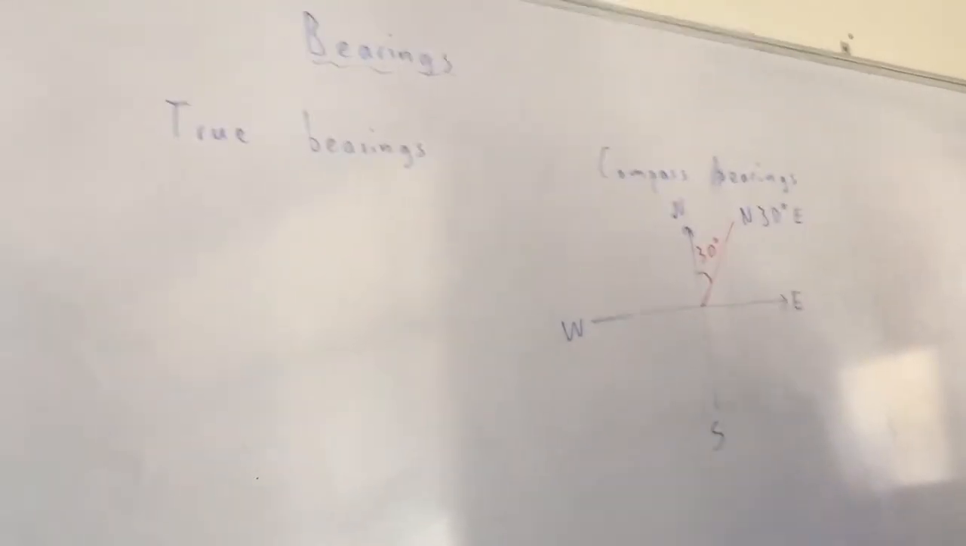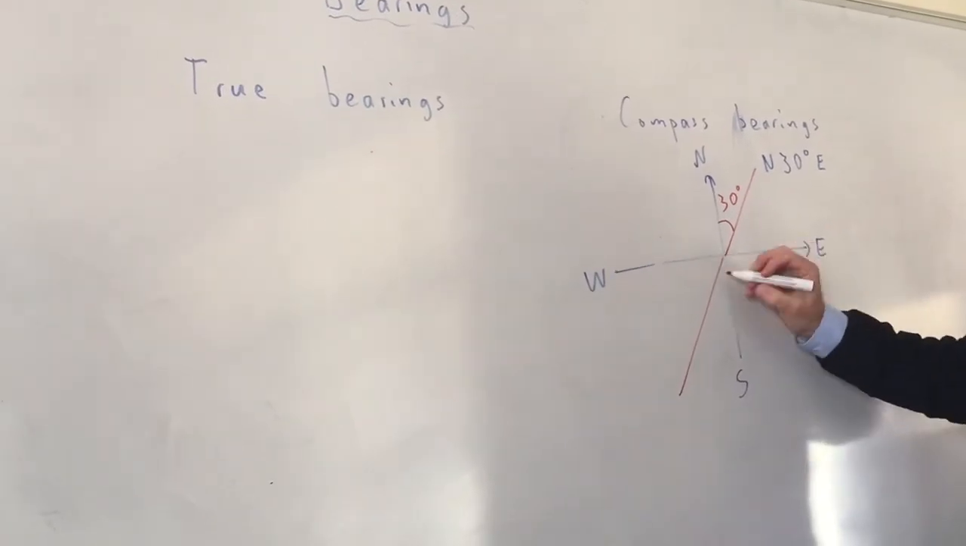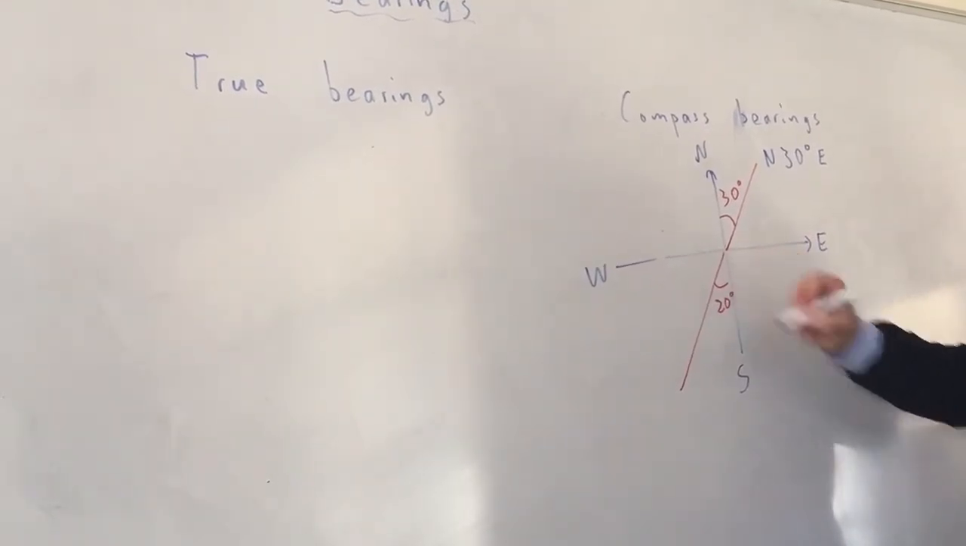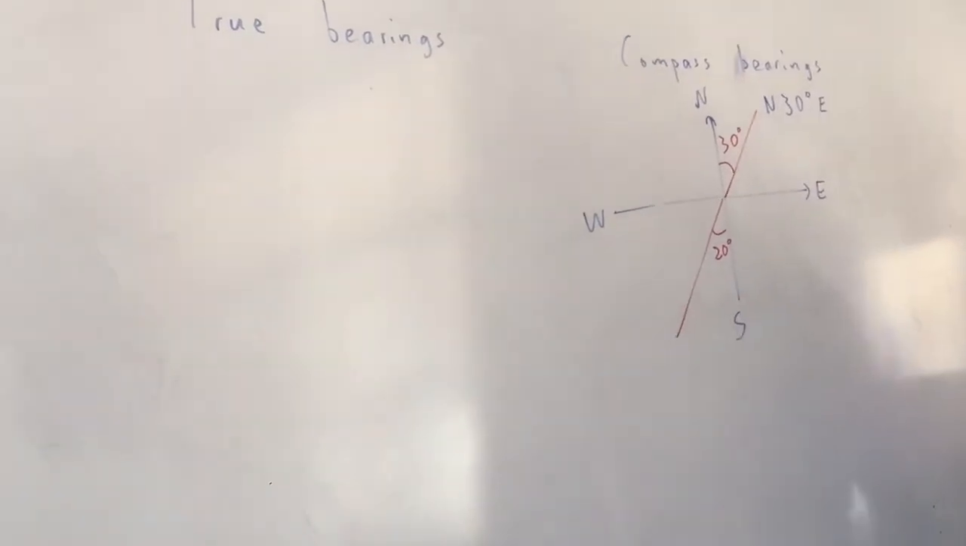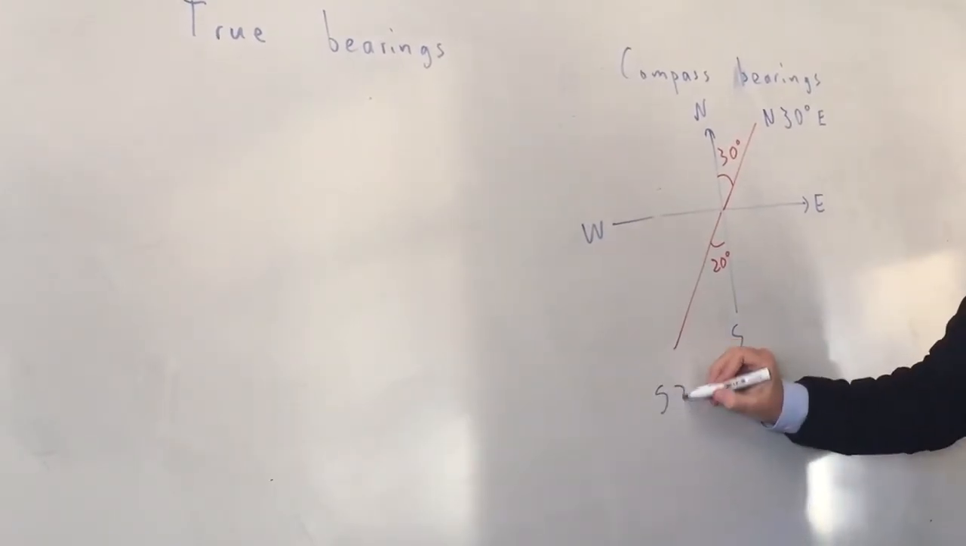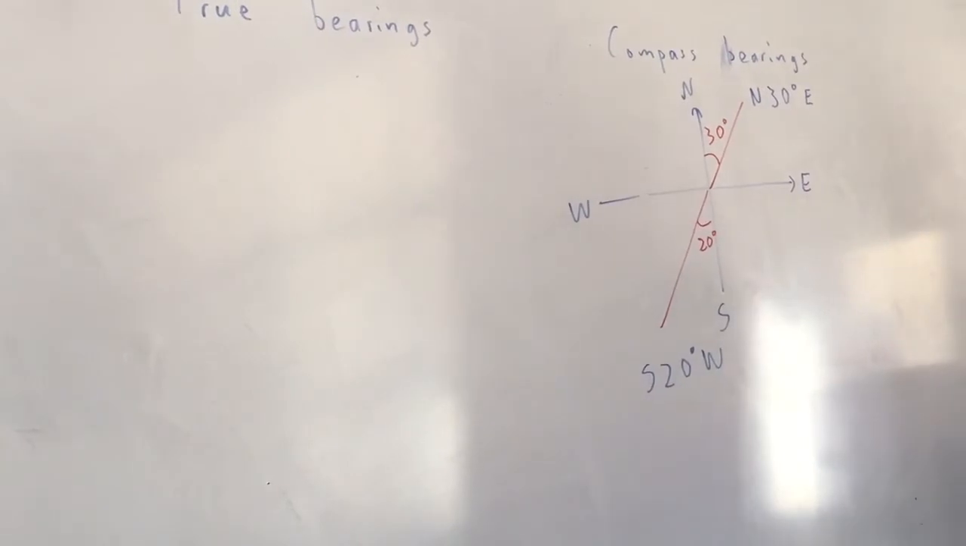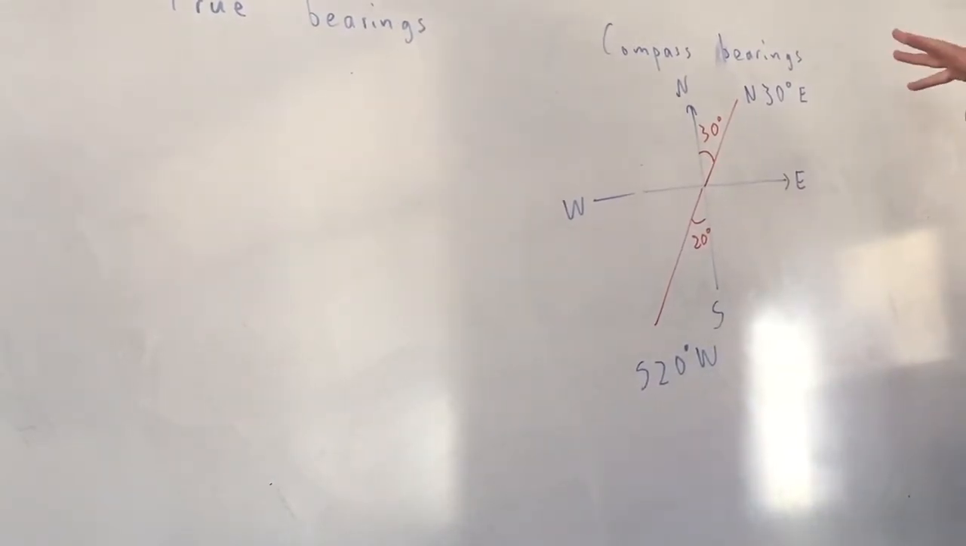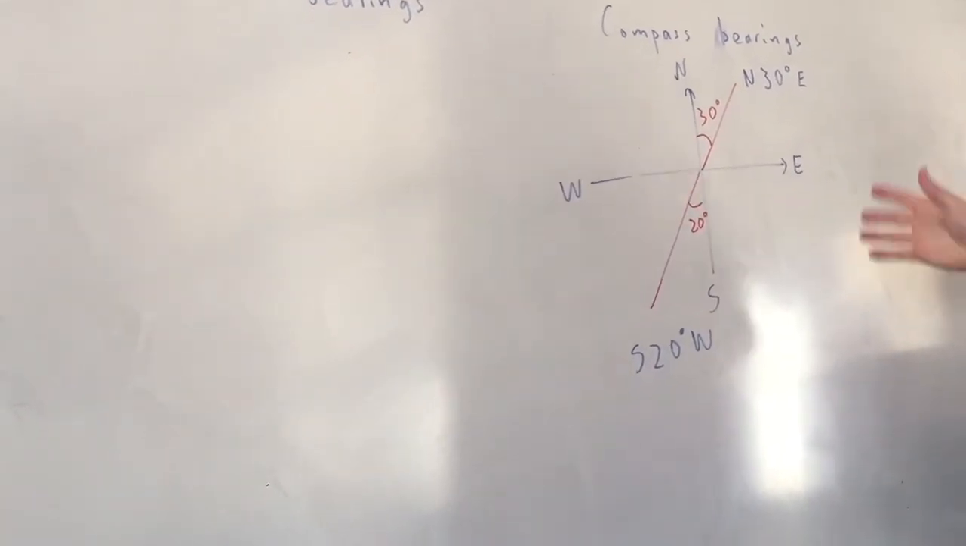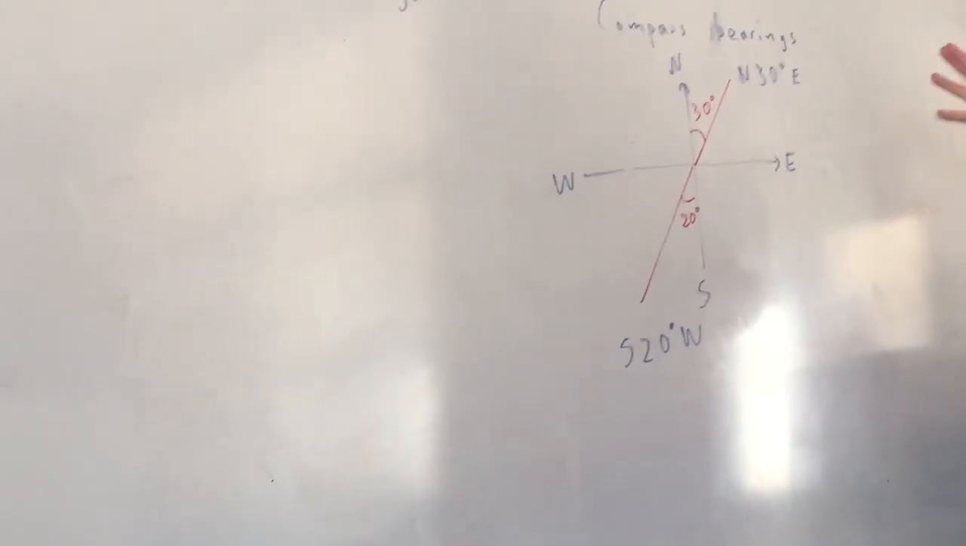So if we had one like this, and let's say that was 20 degrees, how would that one be written as a compass bearing? South 20 degrees towards the west, isn't it? So the bearing is always south or north, and then the angle towards east or west. That's how we talk about compass bearings. Is that okay so far?